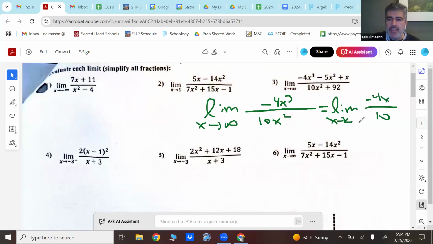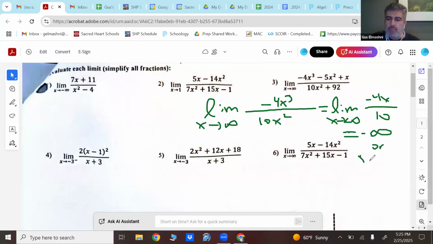Right. Now in this case, because x is approaching infinity, the fraction is just going to keep getting bigger because you have x on the top, but just a plain old number on the bottom. So that's going to be infinity. Actually, it'll be negative infinity.